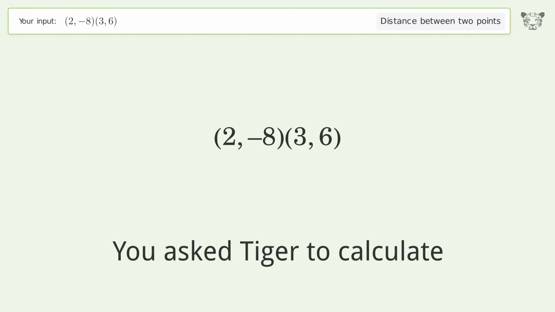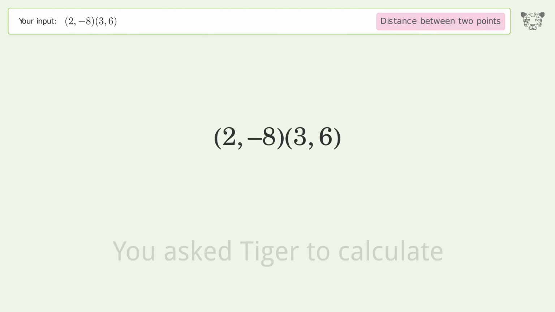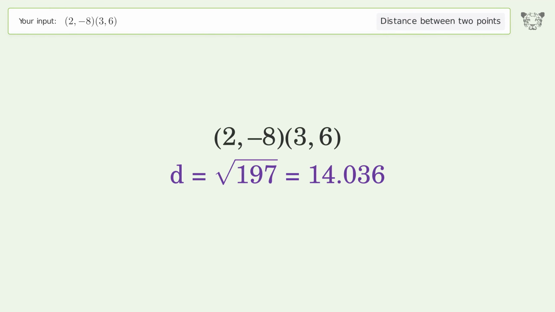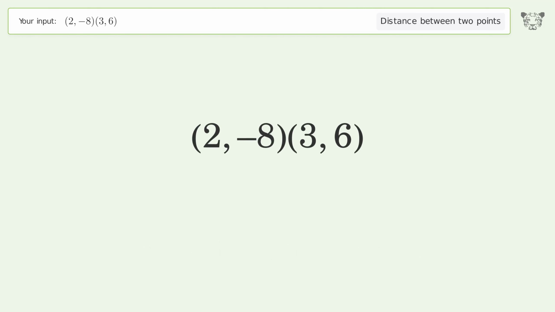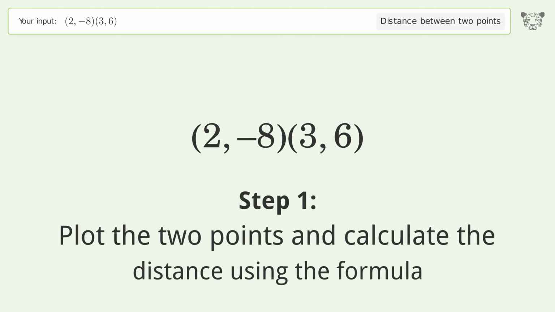You ask to calculate the distance between 2 points. The distance between the 2 points is the square root of 197, or 14.036. Let's solve it step by step. Plot the 2 points and calculate the distance using the formula.